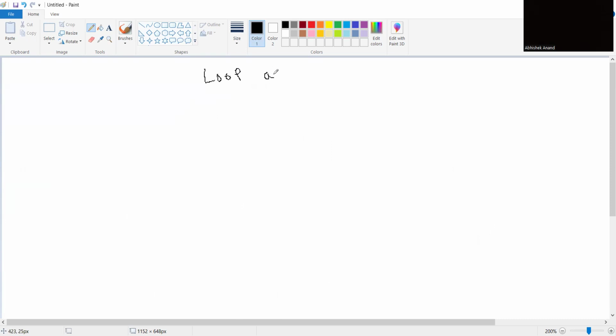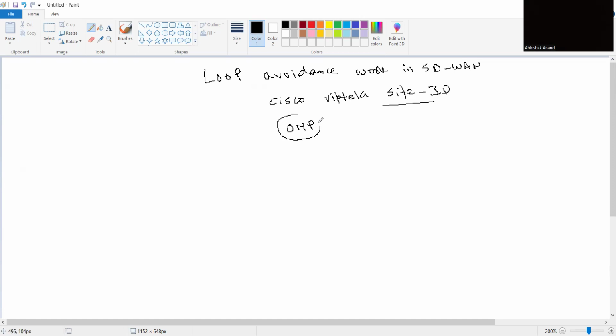Loop avoidance mechanism works in SD-WAN, and especially in Cisco Viptela. So the answer is site ID. Okay, this is not BGP, this is OMP, right? So through site ID, the OMP protocol does loop avoidance. Now how will it do loop avoidance?